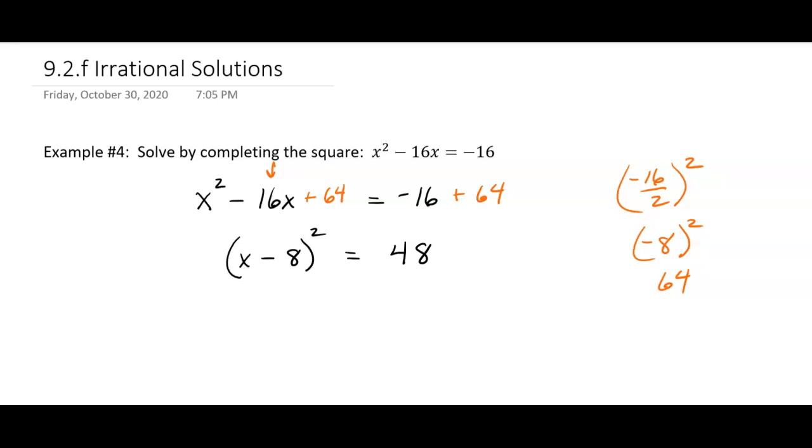Okay, and then we're going to apply the square root property. Take the square root of both sides. Don't forget the plus or minus. Okay, so on the left we get x minus 8. And then on the right, well, we want to simplify the square root of 48. So that's 16 times 3. The square root of 16 is 4. So it's going to be plus or minus 4 times the square root of 3.